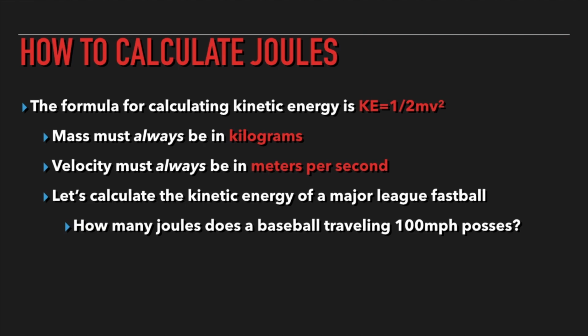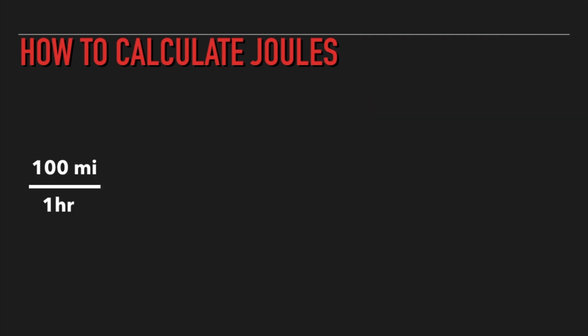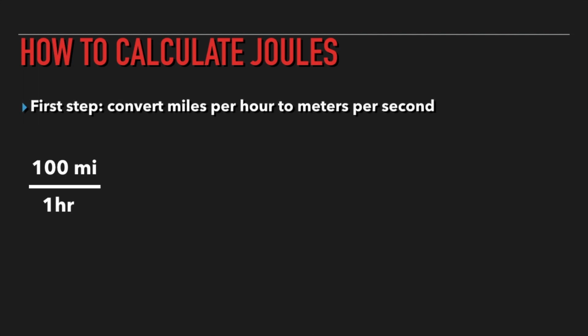So, knowing this, we're going to take a Major League fastball, which is measured in miles per hour, and we're going to calculate how many joules that object has. So our first step is to convert miles per hour into meters per second. So we have 100 miles over 1 hour.